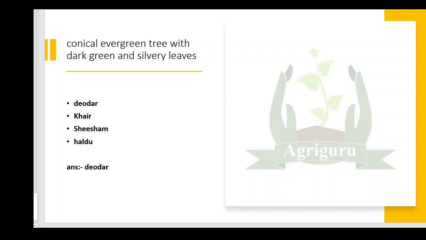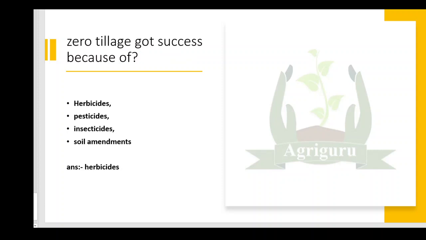Next question is, Girotilis got success because of herbicides. Because you have already learned it from the definition itself that herbicides are used in the secondary tillage because the primary tillage is completely avoided.